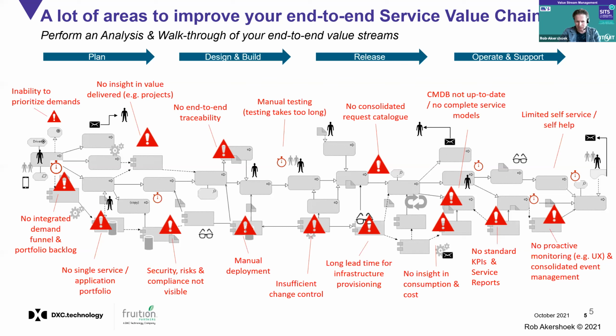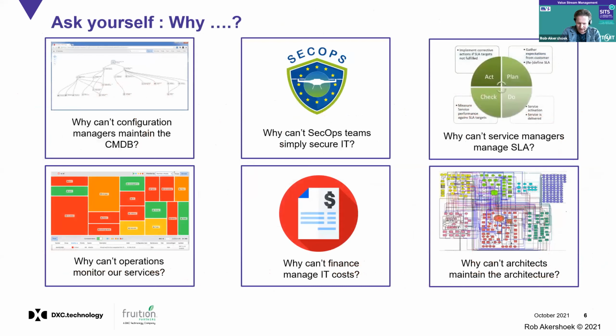And the challenge is that most organizations typically try to resolve this in isolation. So they have a project for CMDB or for monitoring. And that's where we need to think about this differently. We really need to look at the end-to-end value streams first before we can even improve the individual capabilities or processes. And that's really where this story is about, because you should ask yourself the following questions.